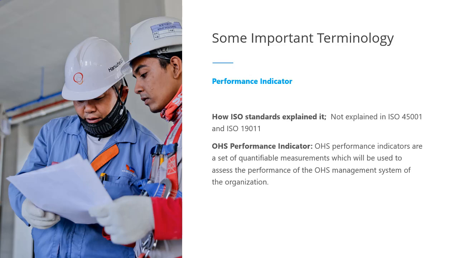For example, an organization has set the following poor KPIs for their OHS performance. The number of OHS procedures established during the year. They think more the documents, the better the performance, which is wrong. The number of non-conformities. They think less the non-conformities identified, the better performance, which too is wrong. Attendance of the employees. They think if employees are coming to the workplace, it means it is safe.